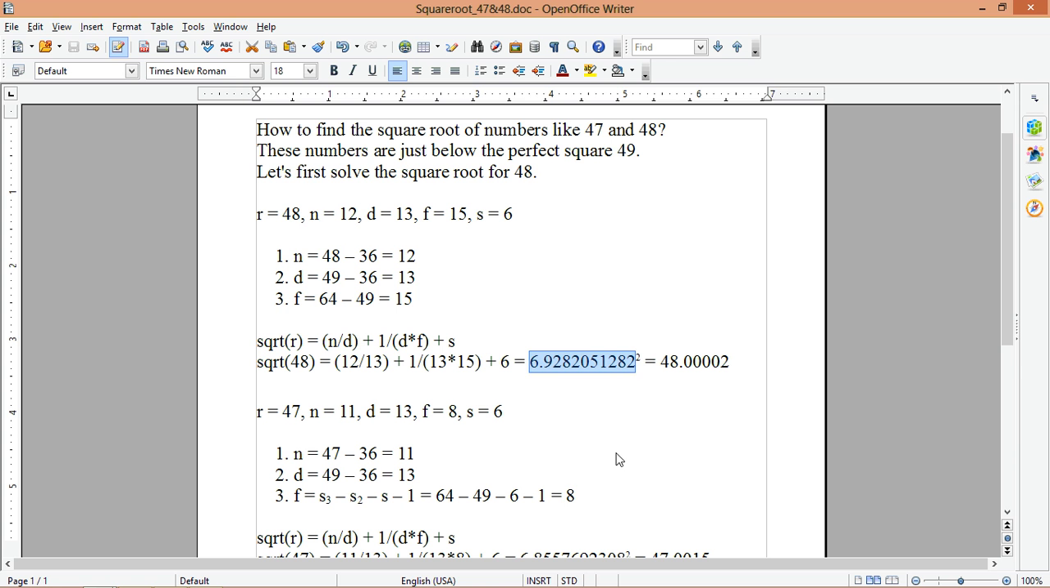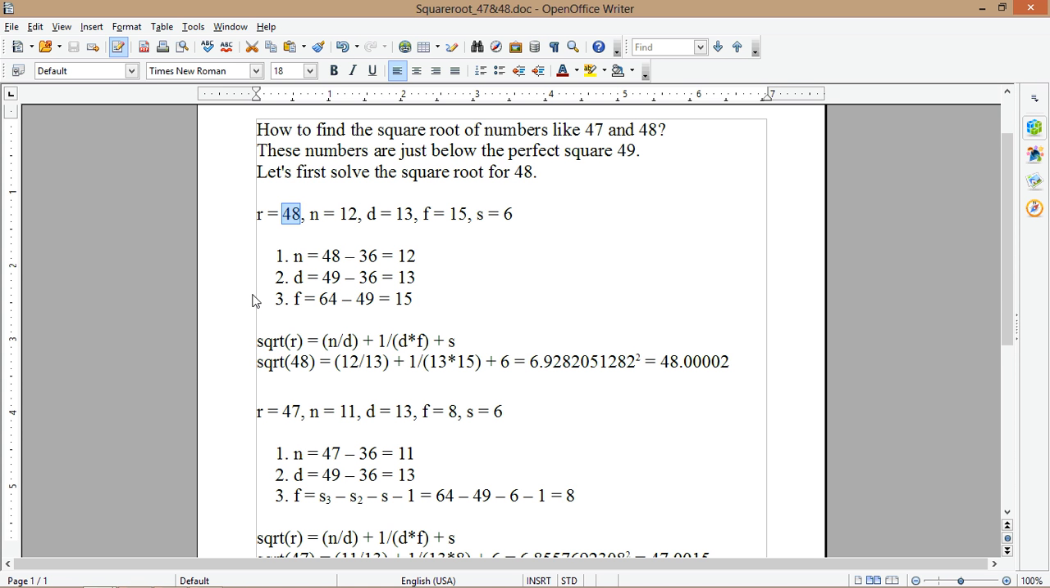Okay? When we square it, which is the little superscript 2, to the power of 2 or squared is the same thing. The result, 48.0002. That's pretty accurate, guys. Really nice. Now, what you're going to notice is that this exact approach that I just showed you here will also work for numbers like 63, because just like 48 is just below the perfect square 49, 63 is just below the perfect square 64.